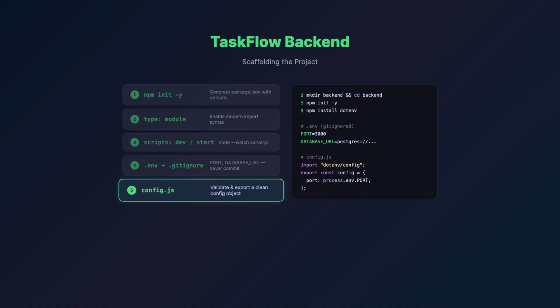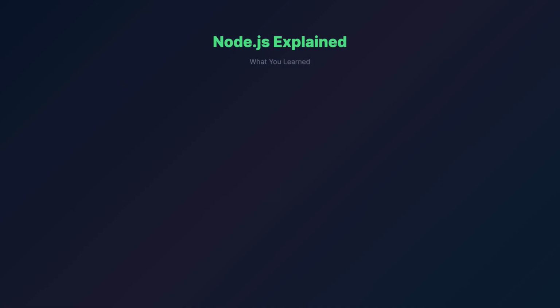Create a config.js that reads process.env, validates that the required variables exist, and exports a clean config object. Now your app reads config.port and config.databaseUrl, never process.env scattered everywhere. That's the foundation. A package.json that defines the project, environment variables for configuration, and a clean entry point.